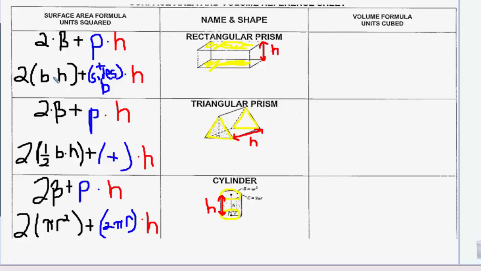So this is a huge difference, right? If our base is a rectangle, I have to do base times height. If my base is a triangle, I have to do 1/2 base times height. If my base is a circle, I have to do pi r squared. Okay? And then perimeter, adding, but then I have a special formula for the perimeter of a circle. And then for this height, it's whatever is connecting those 2 bases.